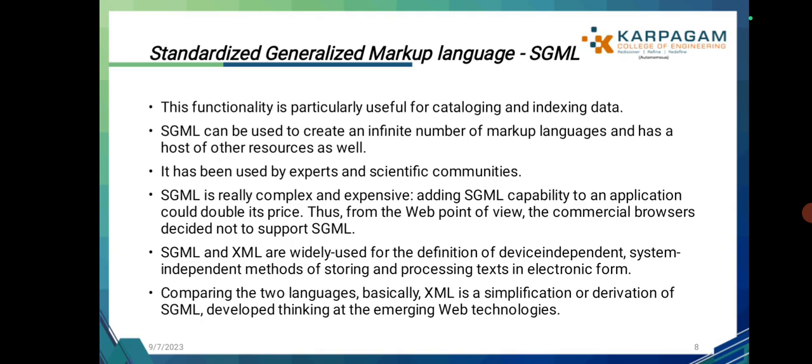SGML is really complex and expensive. Adding SGML capability to an application could double its price. Thus, from the web point of view, the commercial browsers decided not to support SGML. SGML and XML are widely used for the definition of a device-independent, system-independent method of storing and processing text in electronic form. Comparing the two languages, basically XML is a simplification or derivation of SGML, developed thinking of the emerging web technologies.